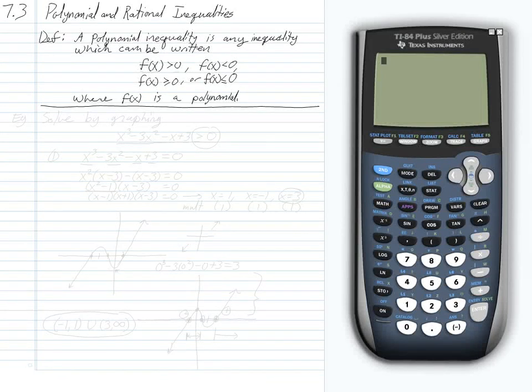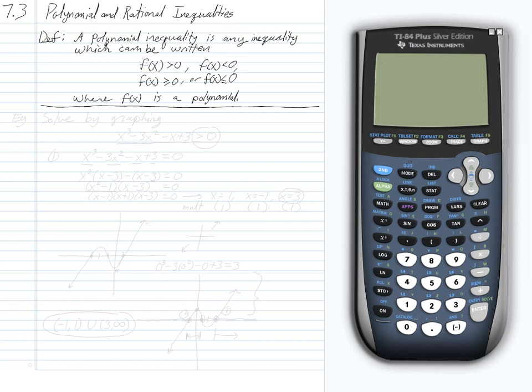So our next section, our final section, 7.3, is titled Polynomial and Rational Inequalities. This section is going to look very familiar. This is going to look a lot like how we solved quadratic inequalities back in Chapter 4.